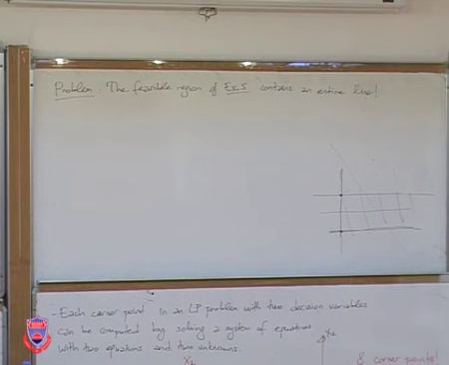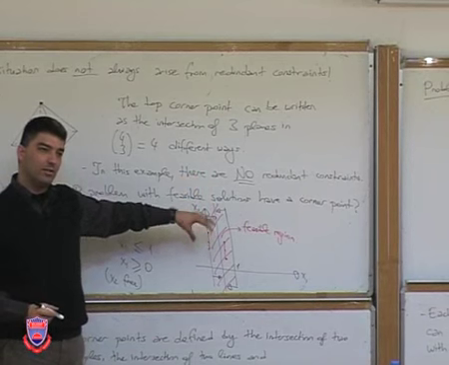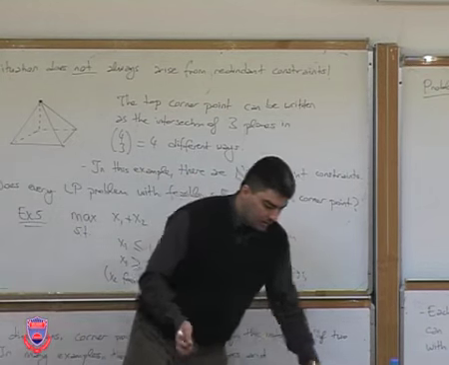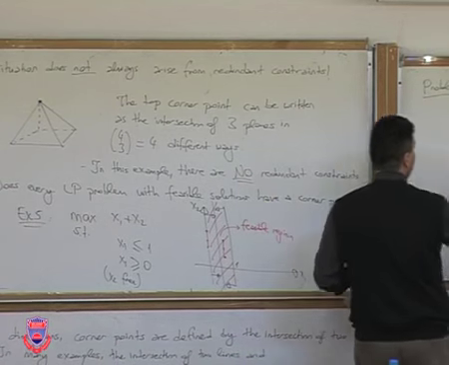Such as the blue line that I just drew. So as a result, if your feasible region happens to contain an entire line, then that feasible region cannot have any corner points. So that's the problem.